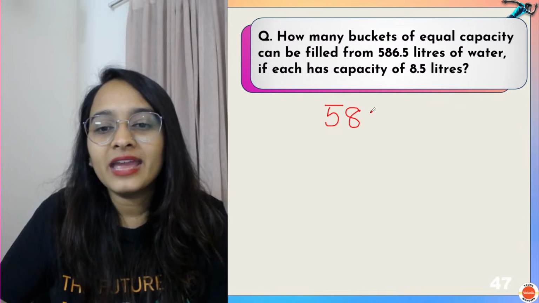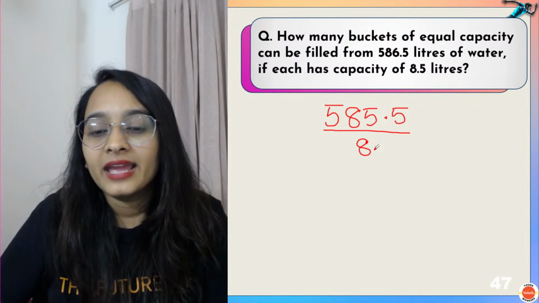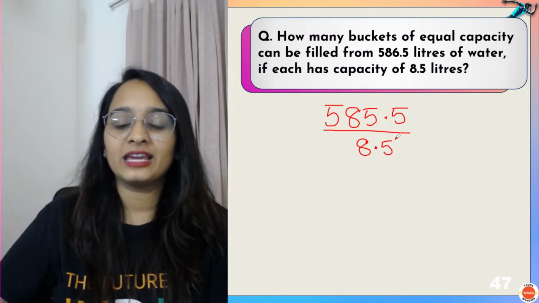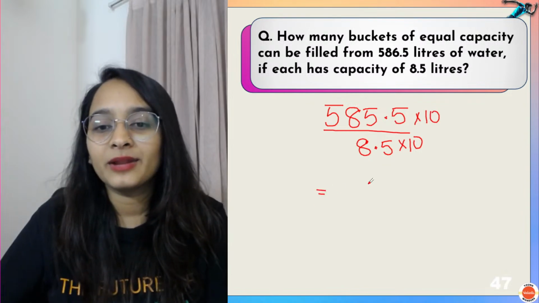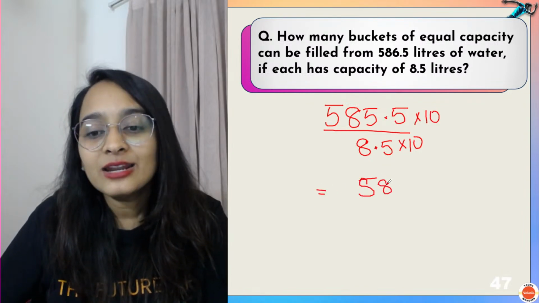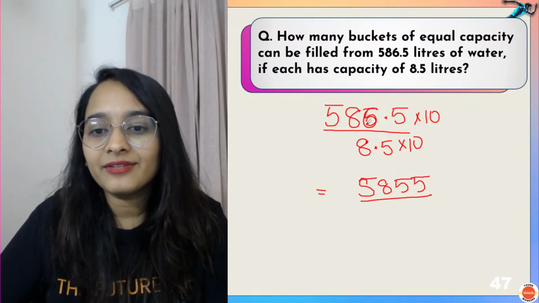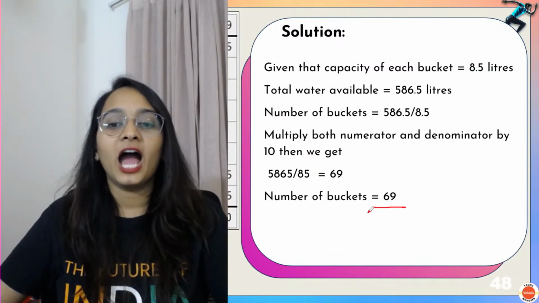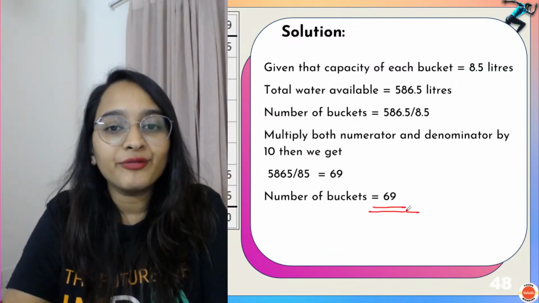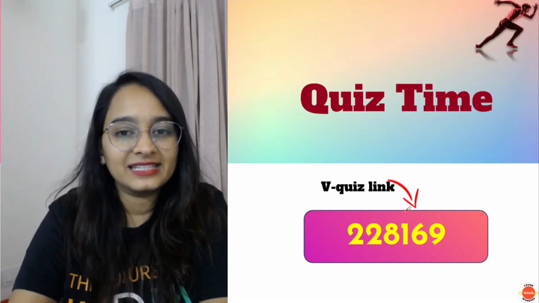So 585.5 divided by 8.5. So to remove the decimal in the denominator, we multiply the numerator and denominator with 10. So 5865 divided by 85. How many buckets can we fill? We have 69 buckets. Okay?